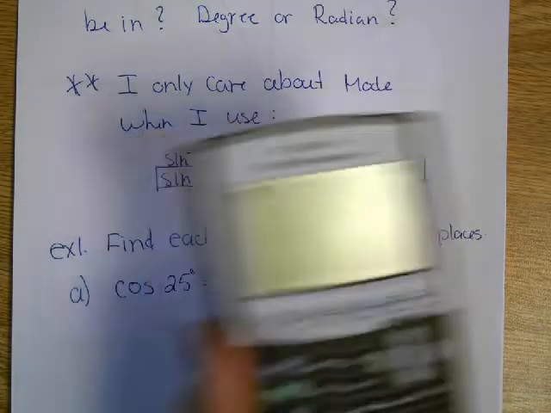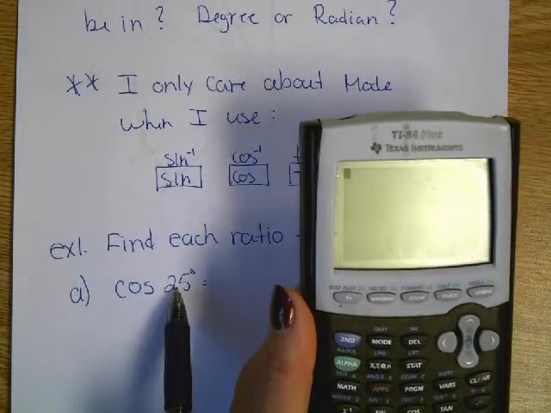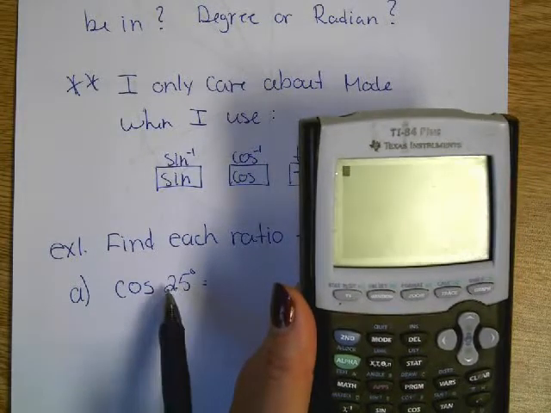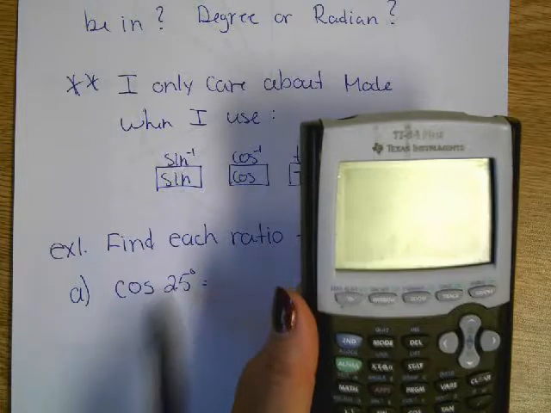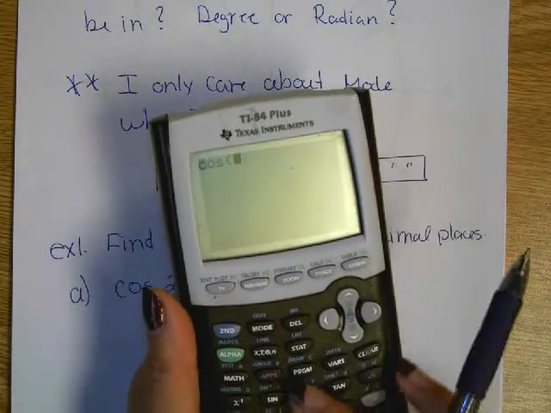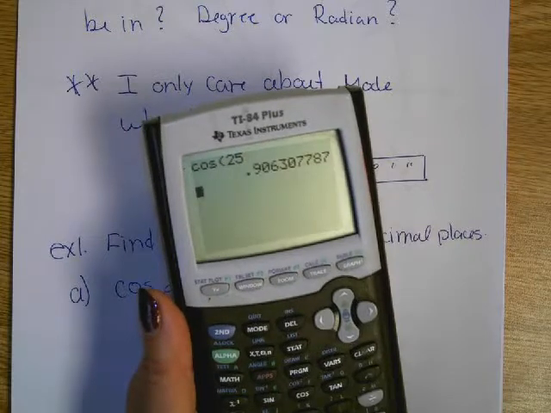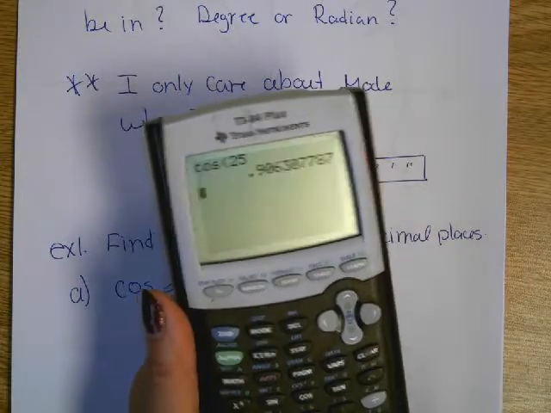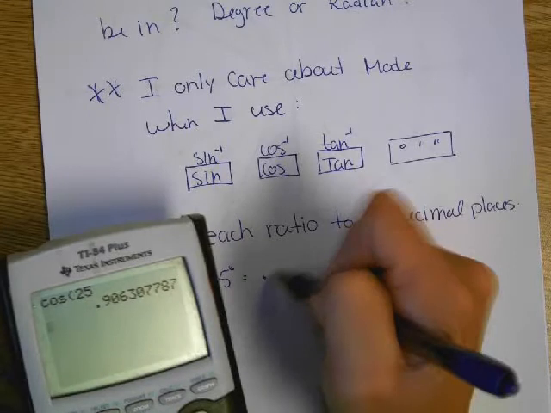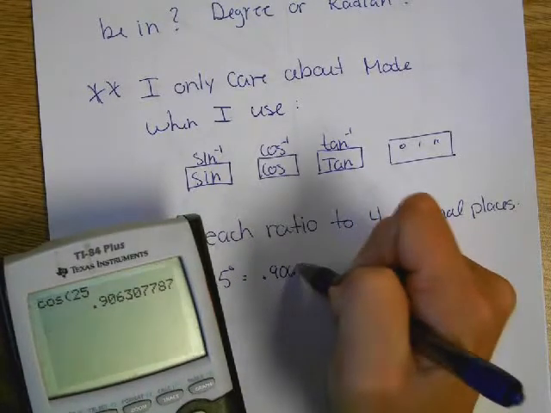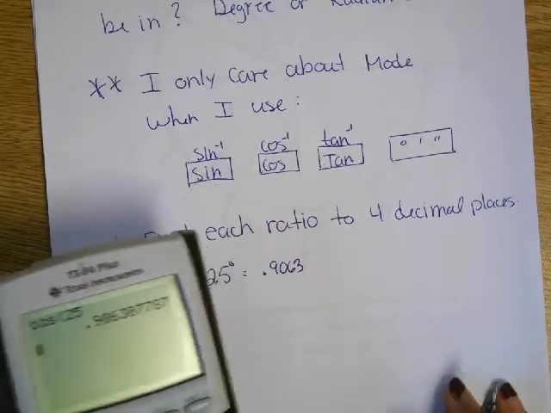If I'm in radian mode, it assumes that that 25 is radians, which isn't even close to the same spot. So cosine 25. Easy enough to type in. No degree symbol needed because I'm in degree mode. So 0.9063.